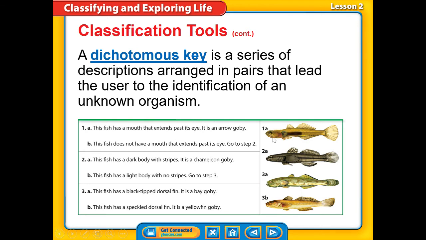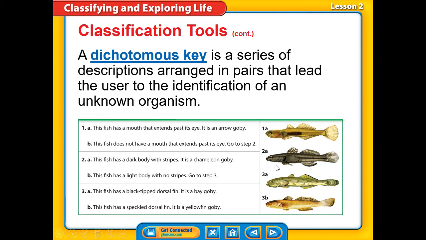So if we are looking at this fish, 1A, it says this fish has a mouth that extends past its eye. And then it would be called an aerogoby, where this fish does not have a mouth that extends past its eye. Then we would go to step 2. So now this fish, the mouth does go past its eye, so its name would simply be the aerogoby.